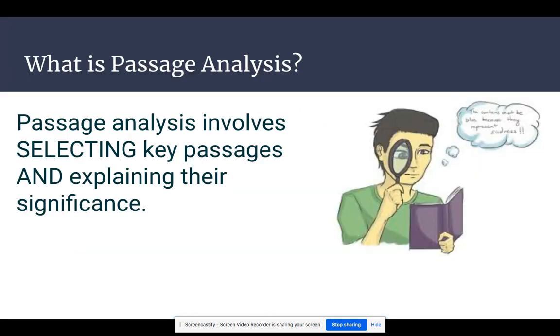Okay, so the first question, what is passage analysis? Passage analysis involves selecting key passages and explaining their significance. So, as critical thinkers, you're required to choose passages that you know are particularly important and discuss the importance of that passage. What is being revealed? What is the author trying to say, etc.